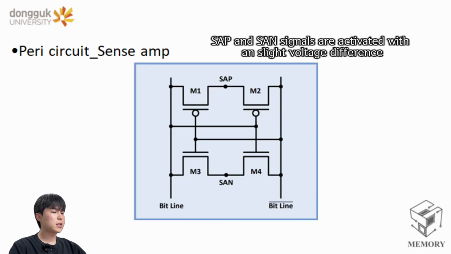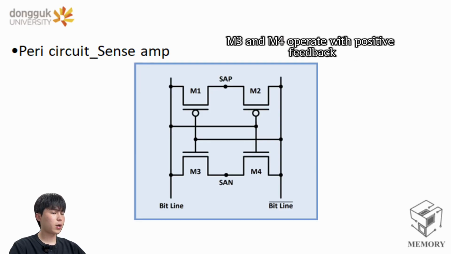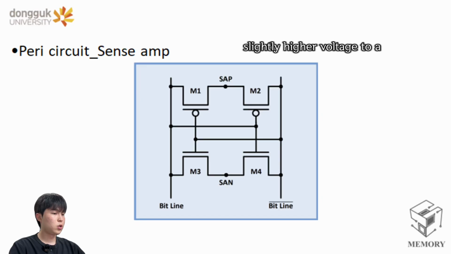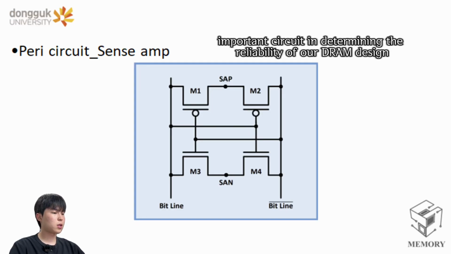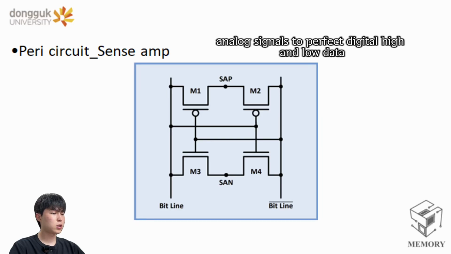When SAP and SAN signals are activated with a slight voltage difference, the upper PMOS pair M1 and M2 and the lower NMOS pair M3 and M4 operate with positive feedback. This process amplifies the bit line, which has a relatively slightly higher voltage, to a full supply voltage level of 1.5 voltage, and the complementary bit line, which has a low voltage, drops completely to 0 voltage. As a result, the sense amplifier is the most important circuit in determining the reliability of our DRAM design, restoring and amplifying microscopic analog signals to perfect digital high and low data.